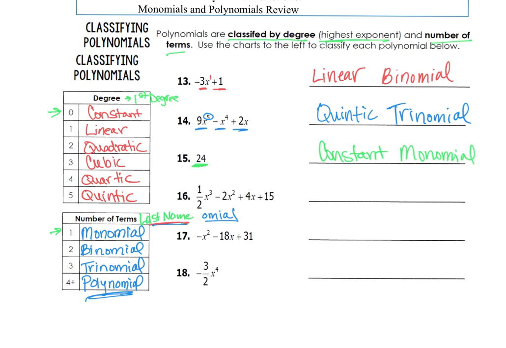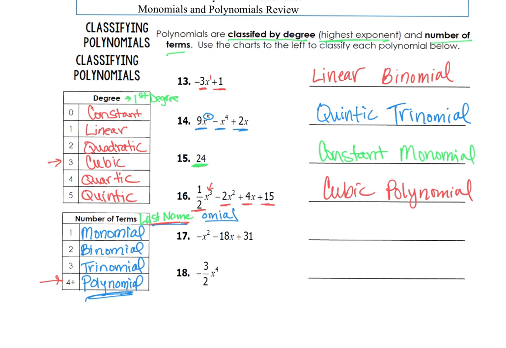All right, moving on. We have number 16. I'm looking for my eraser. Excuse me. We have 1/2 x cubed minus 2x squared plus 4x plus 15. Again, first name, highest exponent. The highest exponent is 3. So it matches up here, degree 3. First name is cubic. How many terms do we have? We have 1, 2, 3, 4. 4 or more terms makes this a polynomial.